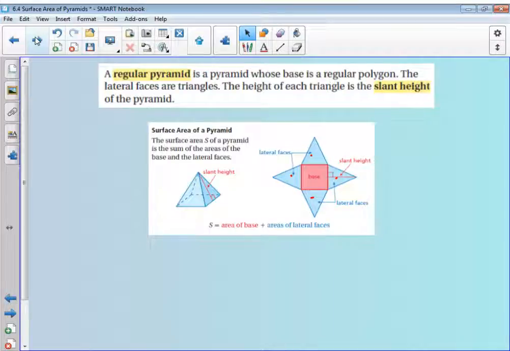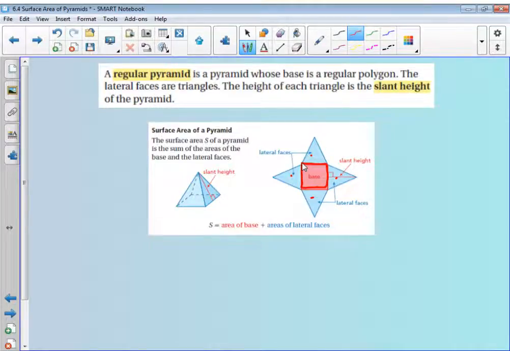So just to break down and review things that we've previously learned. We did in our previous section learn how to find the surface area of prisms. And a prism is when you have two bases. So how is a prism different from a pyramid? Well, a pyramid only has one base, and then it comes to a point up at the top, okay?